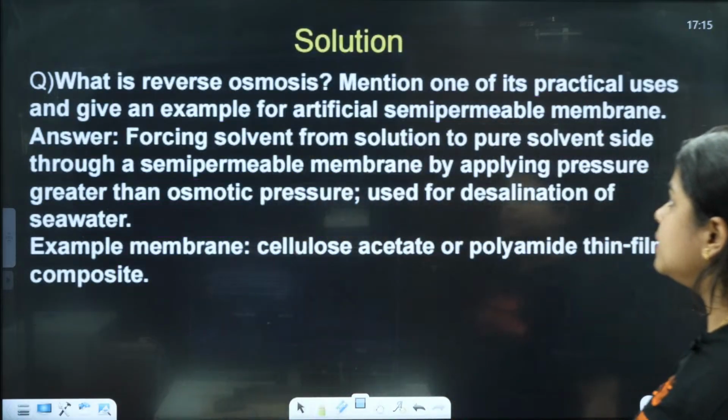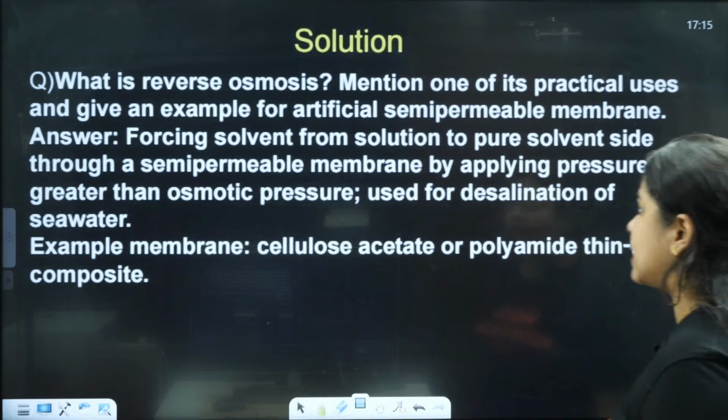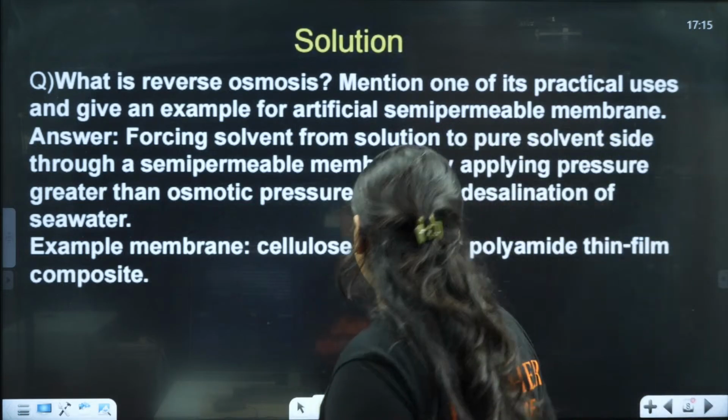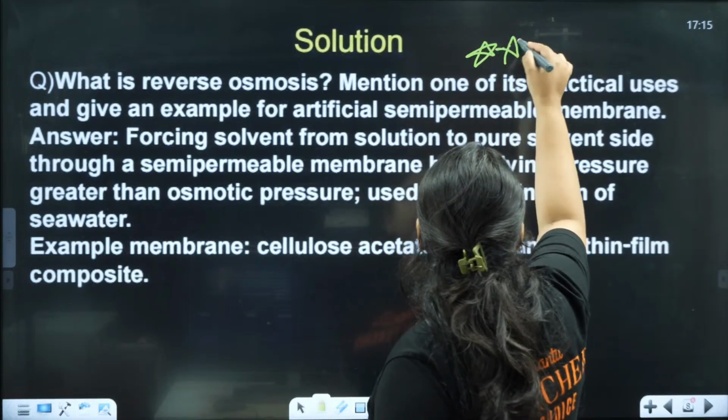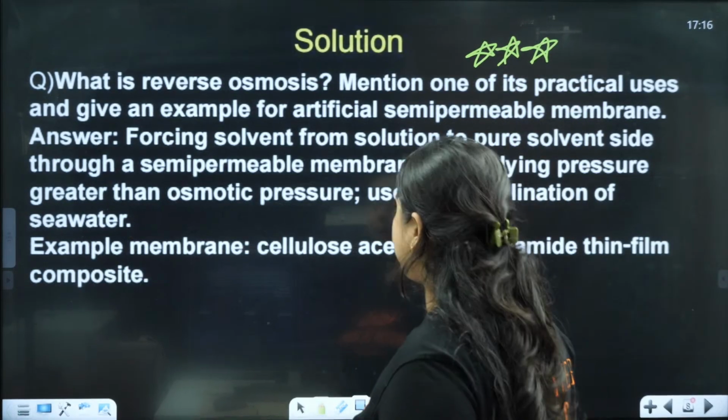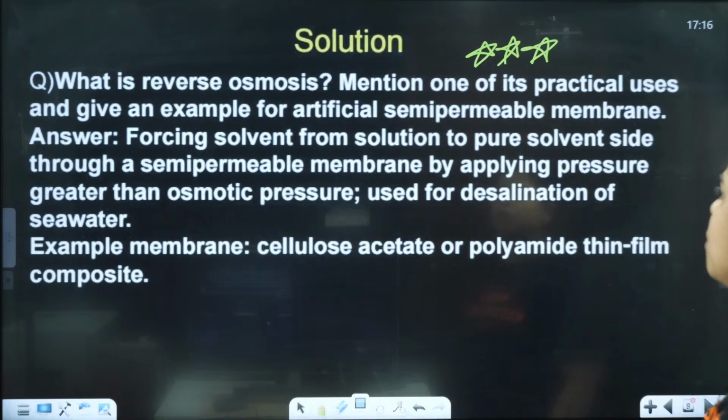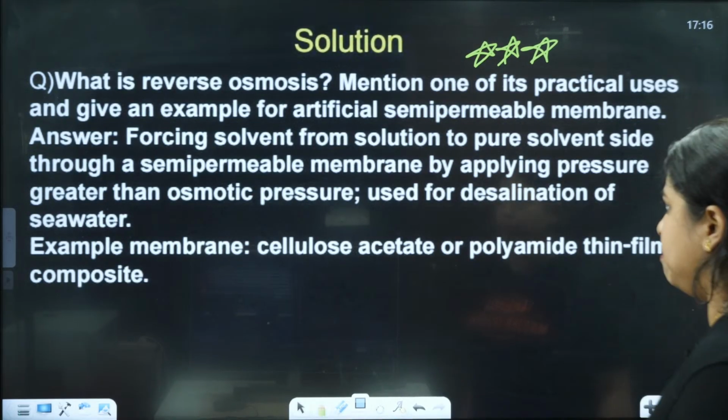Next one, what is reverse osmosis? Mention one of the practical uses. So this is also very important, guys. This has repeated a lot of times. Okay. And give an example of an artificial semi-permeable membrane.